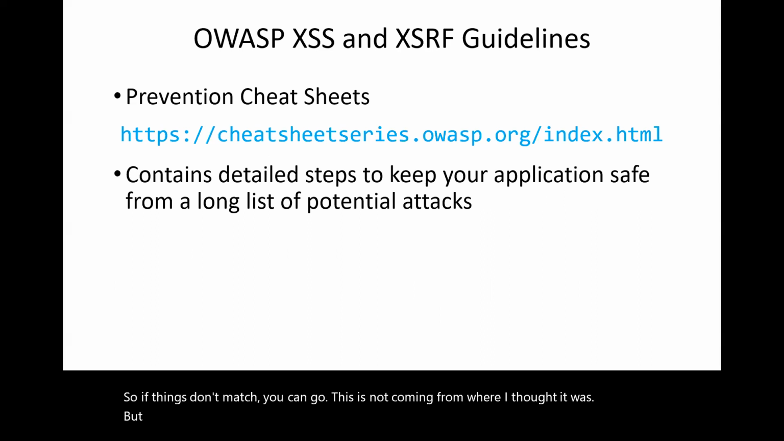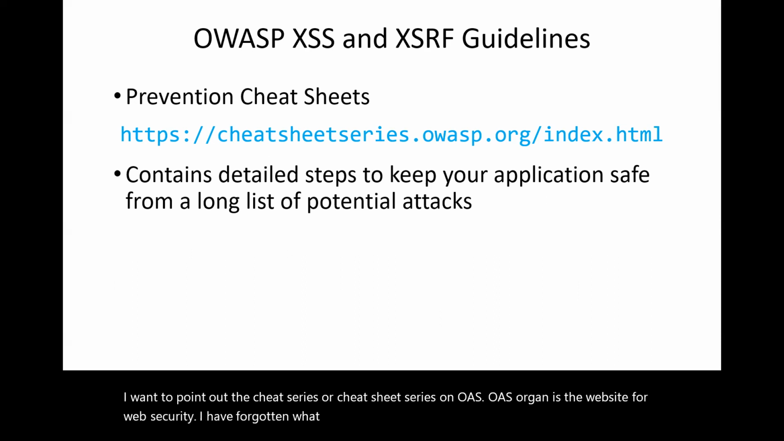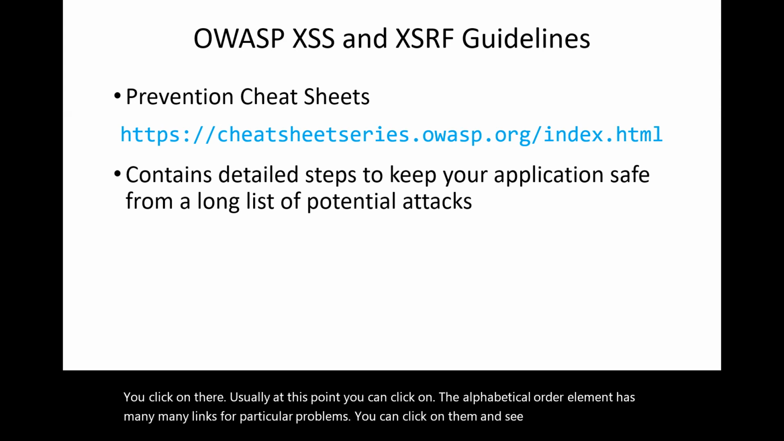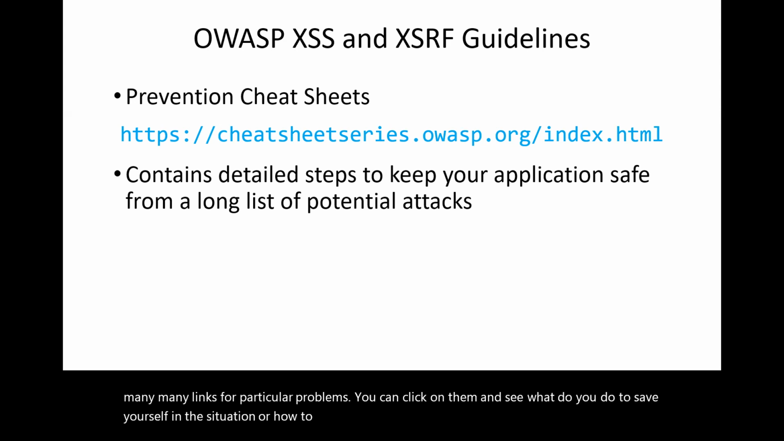I wanted to point out the cheat sheet series on OWASP. OWASP.org, again, is the website for web security. I forgot what OWASP stands for, but it's a web security website. It has lots of information. And in particular, this is the index. This is the header for a whole bunch of them. You click on the header. Usually at this point, you can click on the alphabetical order of them. It has many, many links for particular problems. You can click on them and see what to do to save yourself in this situation, or how to prevent these problems. Okay, that's all I had to say about cross-site request forgery.